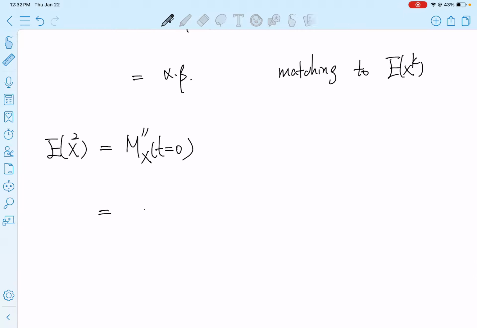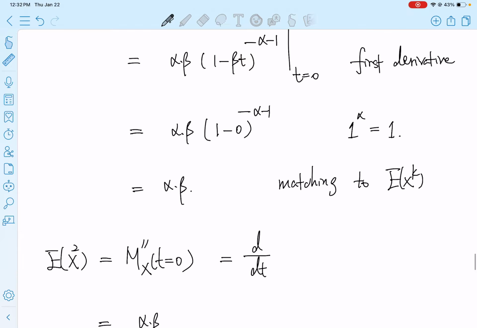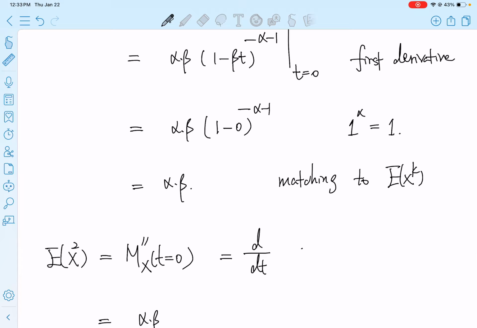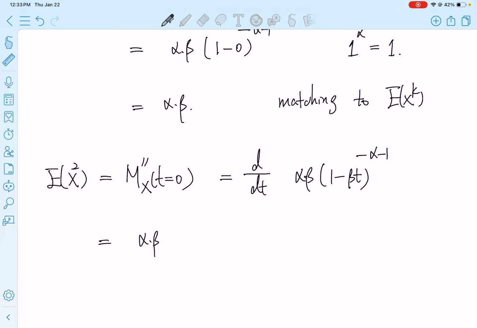Okay, so we have alpha, beta. Maybe I'll copy paste dt for that. So we need the second order derivative, but we already have a first order derivative. So I will just copy paste. That means we need to take another derivative of the first order derivative. So take another time.